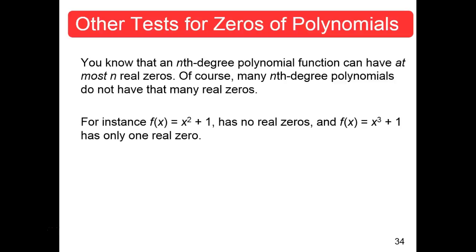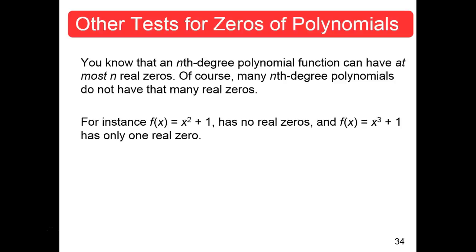n zeros. It will have exactly n complex zeros. It can have up to n real zeros. Okay? Of course, many of the nth degree polynomials don't have n real zeros. They have something less than that. For instance, this one. What's the n here? 2. How many real zeros do you have? 0. Both of the zeros here are complex.